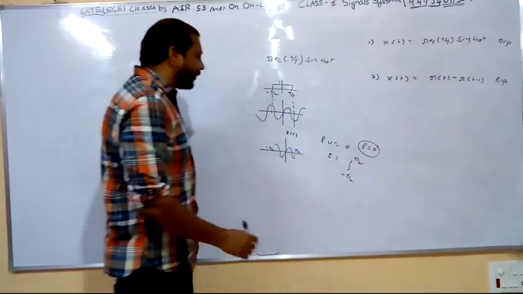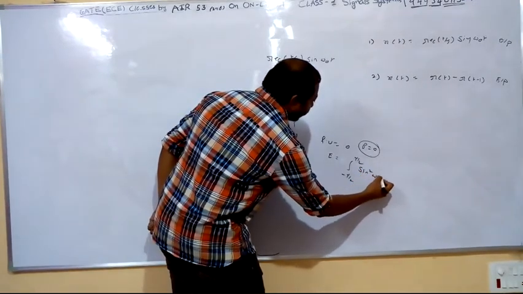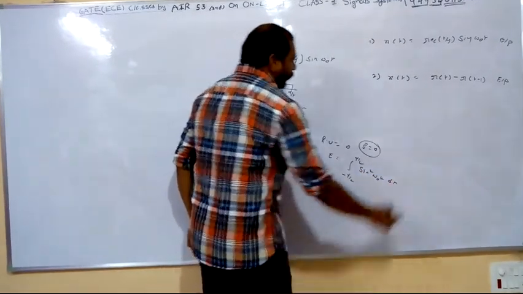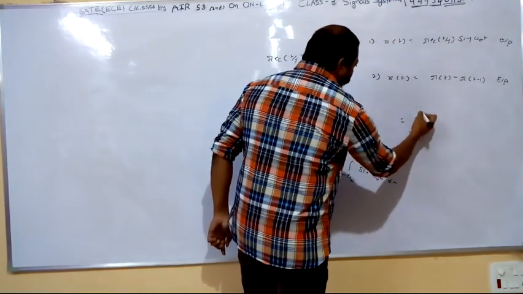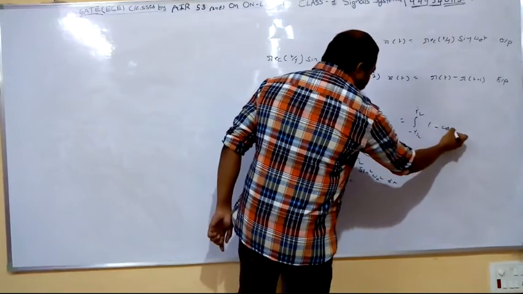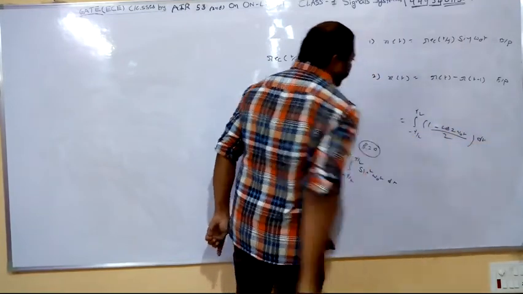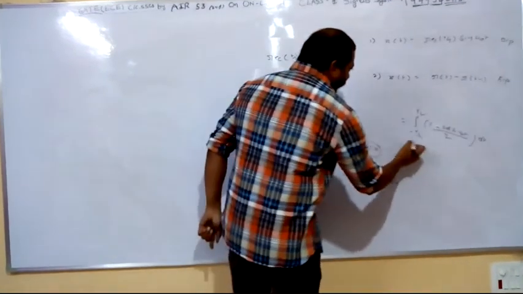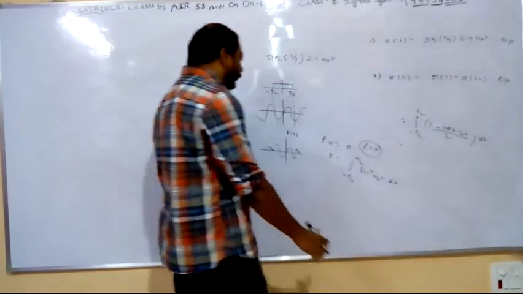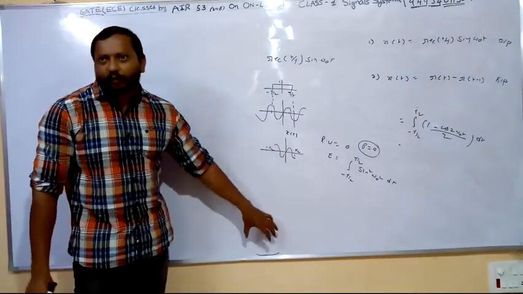The corresponding energy is equal to the integration from minus tau by 2 to tau by 2 of sin square omega naught t dt. Directly you can write this as the integral from minus tau by 2 to tau by 2 of 1 minus cos 2 omega naught t upon 2 dt. This value is simply, the area over one period is always 0. Just now we have seen.